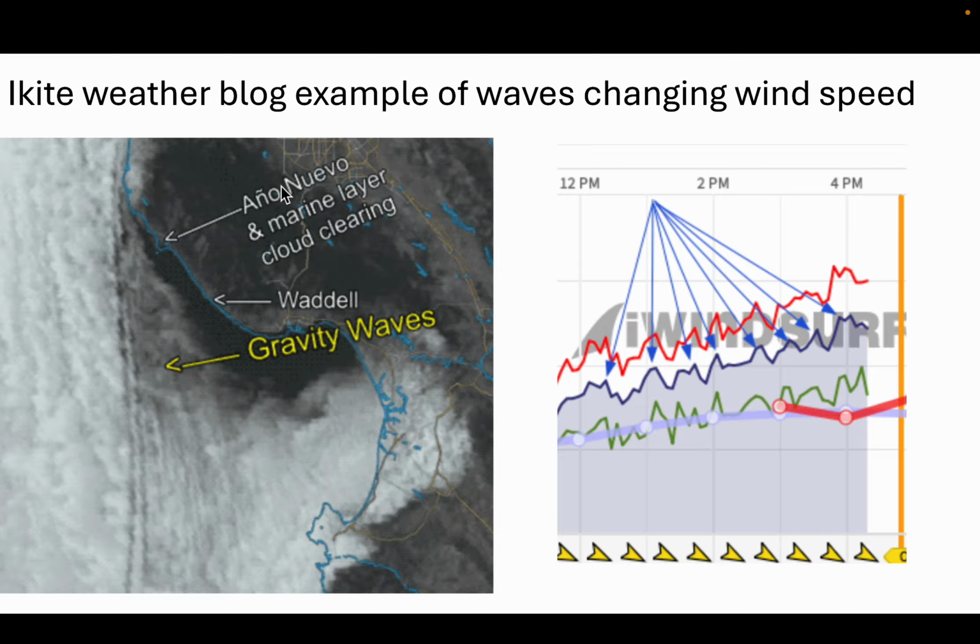And so in this blog that they wrote, iKite's pretty amazing, by the way. I really recommend you check them out for forecast and their blog. But in this example, they say some gravity waves were set off. They propagated down here. Waddell is where the sensor is. And these are where they believe the waves are sensed. So pretty cool example right there. You would be unlikely to have these with the lack of a marine layer or inversion.